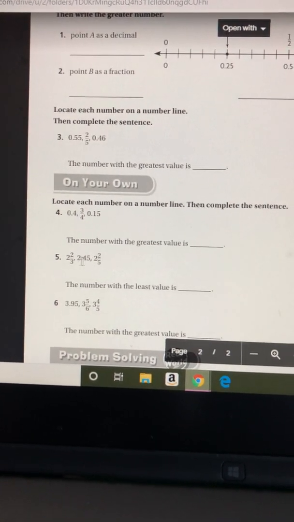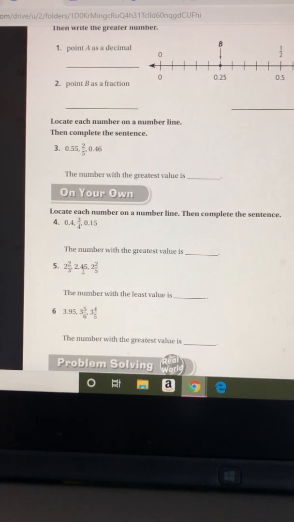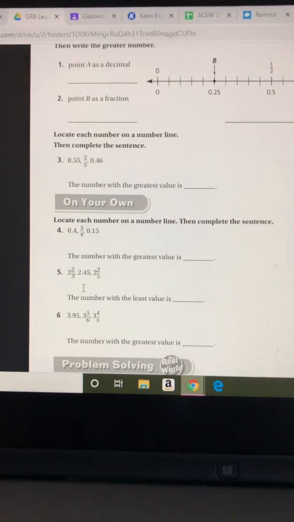Here, same thing, you're gonna have to convert these two mixed numbers into decimals. So you can compare it to 2 and 45/100ths. And that's pretty much it, guys.